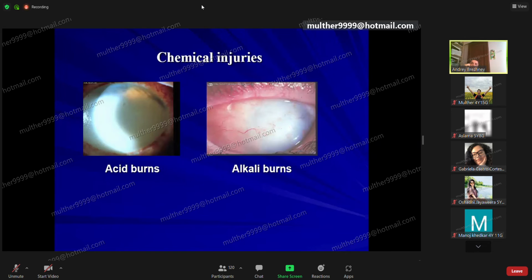Last but not least for today is chemical injuries. Chemical injuries, chemical burns, are the most urgent and are caused usually by alkali and acid. They have differences in clinical pictures. So before you start your treatment, you should try to discuss with the patient and to determine what kind of chemical substance caused this injury.